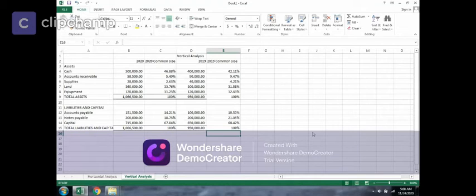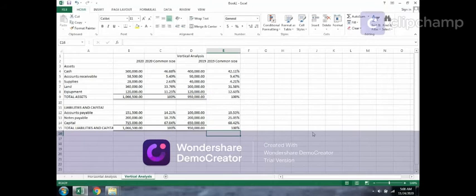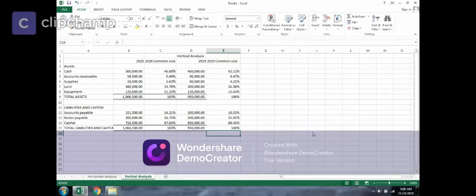In the accounts payable, 151,500 divided by 1,066,500 is 14.21%. And for the notes payable, it's 18.75%. And the capital is 67.04%.